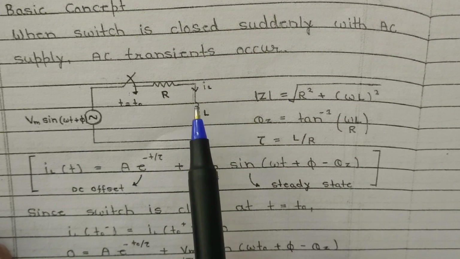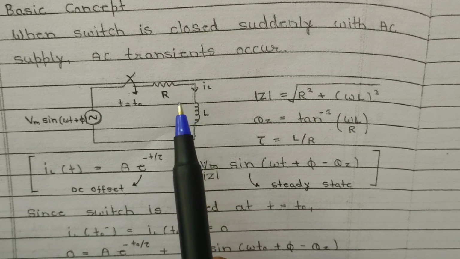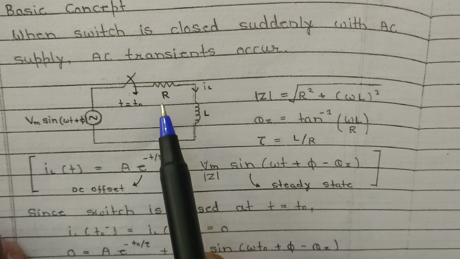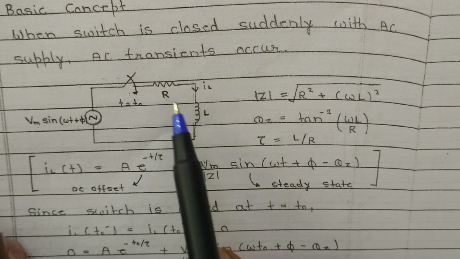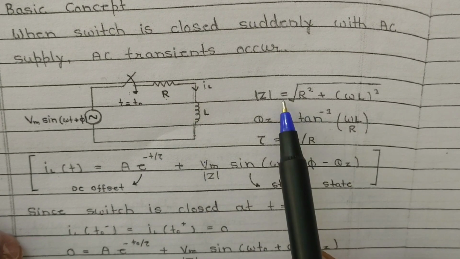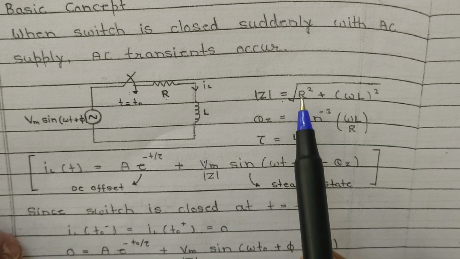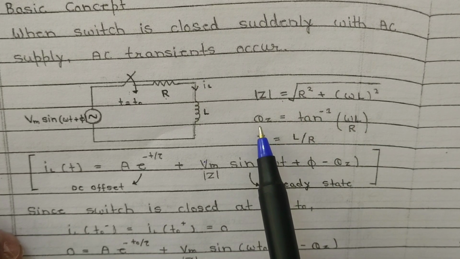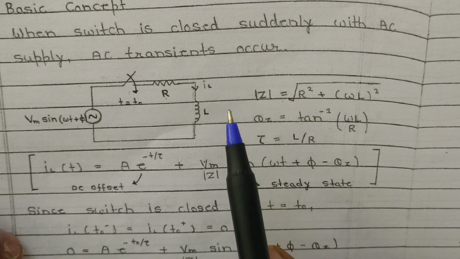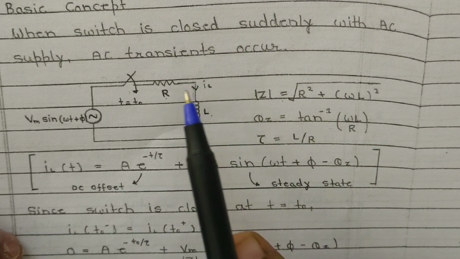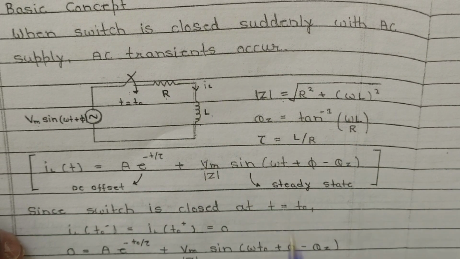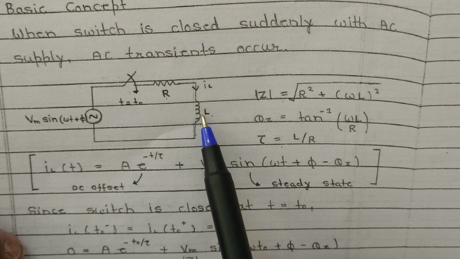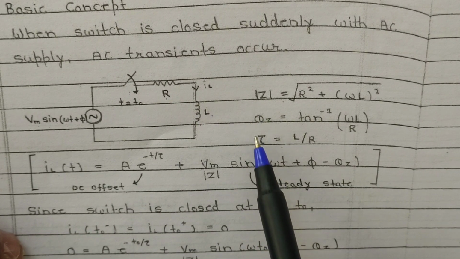Listen carefully, this concept will come in transients in transmission lines in power systems. Here, by seeing resistor and inductor, you can write down the impedance as under root of R square plus (omega L) whole square. Impedance angle is tan inverse of imaginary part by real part, omega L by R. Time constant is L by R. So by seeing R and L, you will write impedance, impedance angle and time constant.